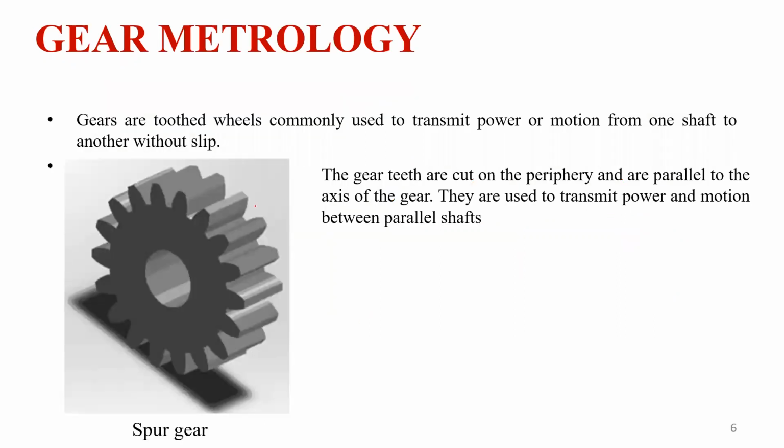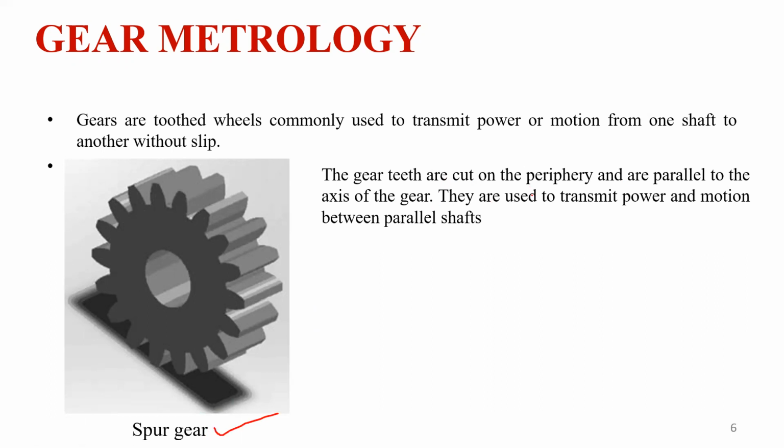Next, coming to this class, it is called gear metrology. As you know, gears are toothed wheels which can be used to transmit motion or power from one shaft to another shaft without any slip. These gears are used in various applications, like in watches, and in automobiles we use different types of gears.